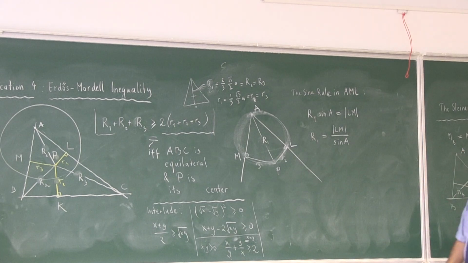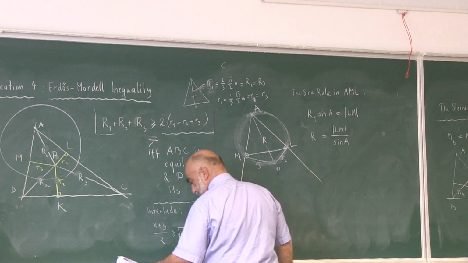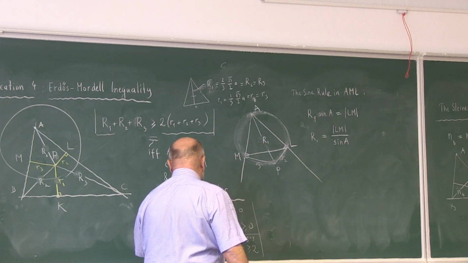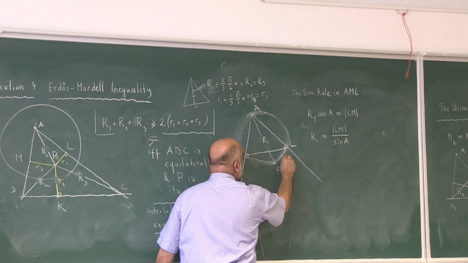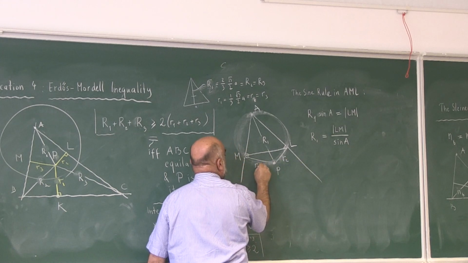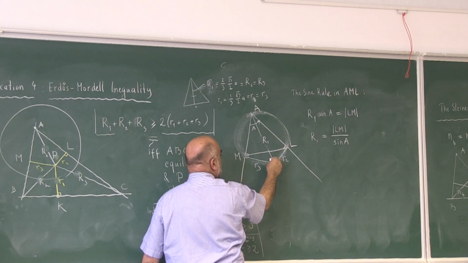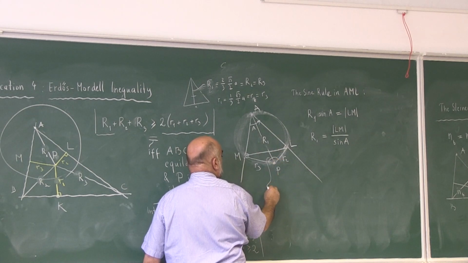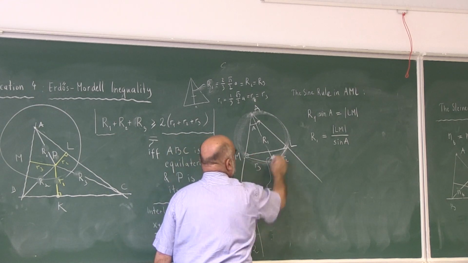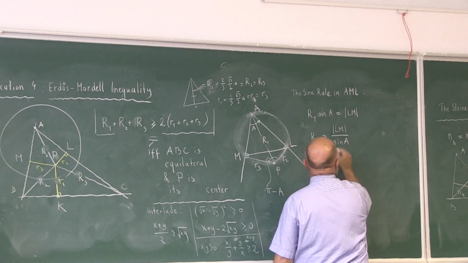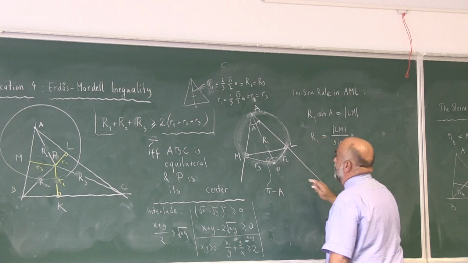About LM, I can say the following. How do I compute LM? Now I know that this is small r2, this is small r3, and this angle is A, and this angle, of course, is the angle that complements A, that's pi minus A. So in this triangle I can apply the cosine rule to find LM.